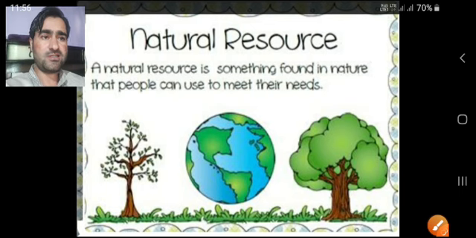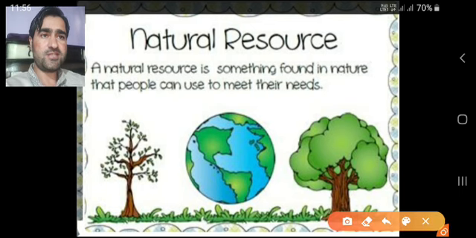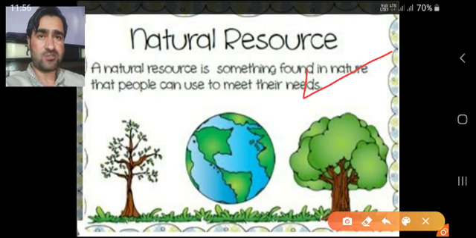A natural resource is something that is found in nature, that is found in the environment, and people can use it to meet their needs. For example, we have air that is present in the atmosphere. We inhale oxygen that is already present in the atmosphere. Likewise, we have sunlight that comes from the sun. The sun is also a natural resource, although it is not present on this planet. It is present outside planet Earth.